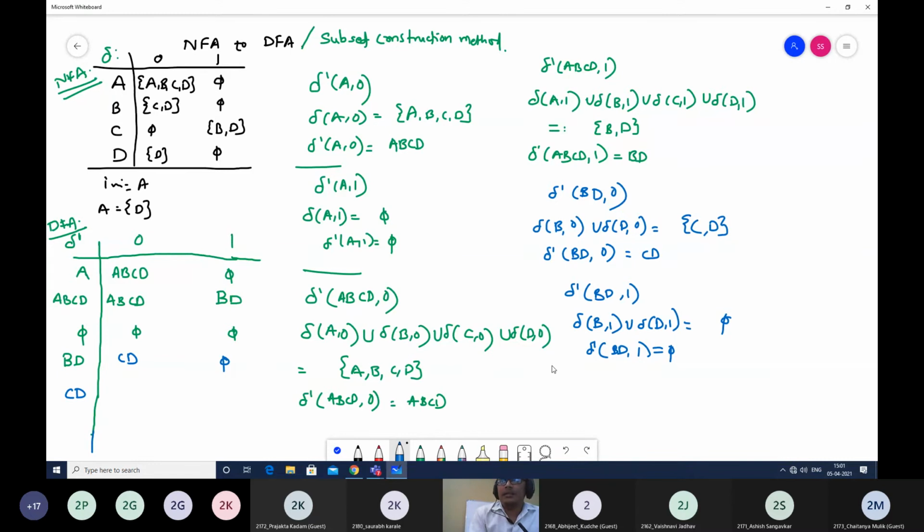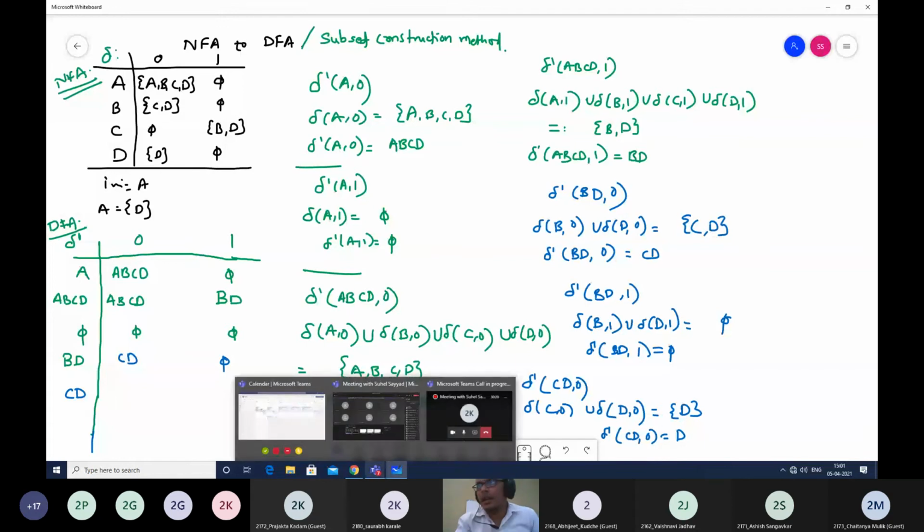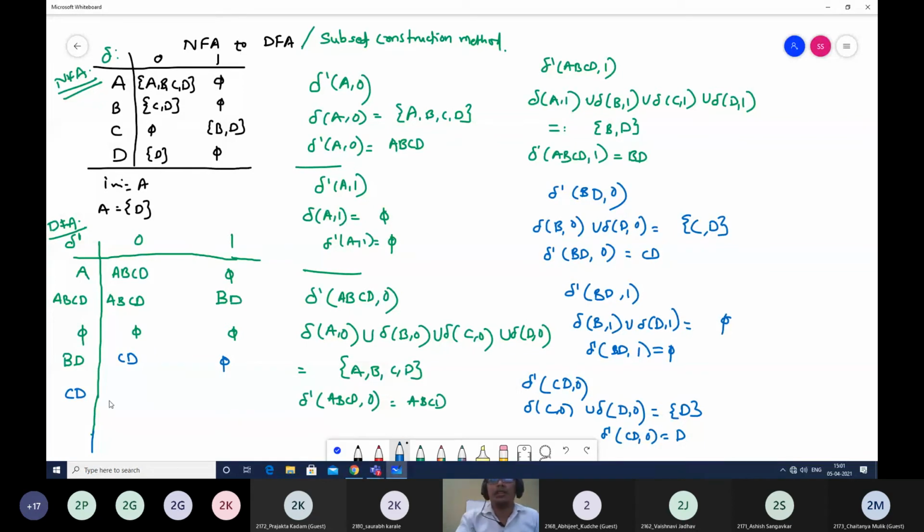Now we have got that CD, right? So we are calculating now delta dash of CD comma 0. For that, we'll use delta of C comma 0 union delta of D comma 0. C comma 0 is phi, D comma 0 is D. So CD comma 0 will be D. That's why delta dash of CD comma 0 will be D. See, here I use set notation, here I don't use set notation. So D is a new state that I have got. So I add that D here.